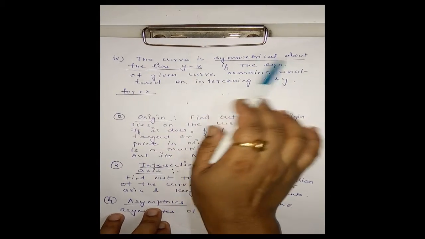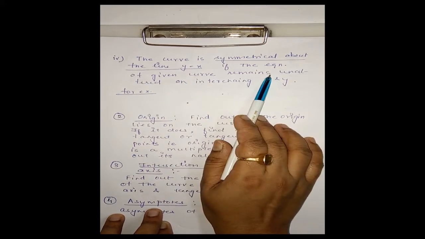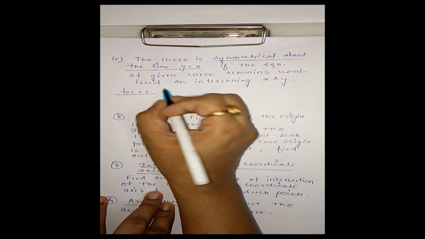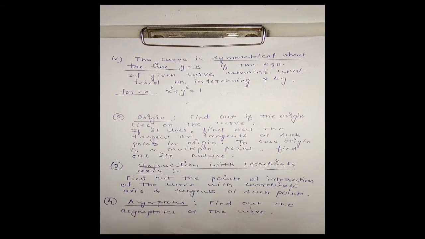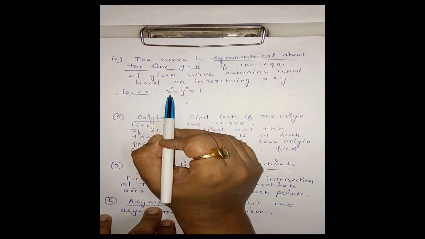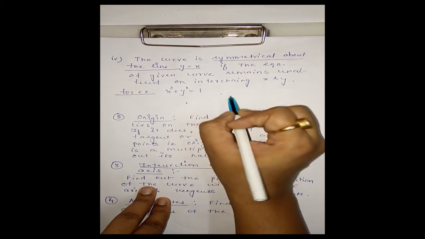The curve is symmetrical about the line y is equal to x if the equation of the given curve remains unaltered or unchanged on interchanging x and y. Again, I consider the unit circle equation x square plus y square is equal to 1. On replacing x by y and y by x, the equation is unchanged.